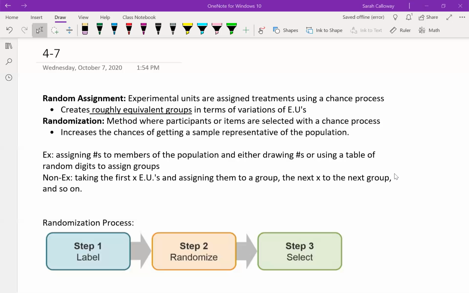So remember that random assignment is when experimental units are assigned treatments using a chance process. The key thing here, and the reason that random assignment is important, is because it creates roughly equivalent groups in terms of variation of those experimental units. So it's taking all the differences that the experimental units have and spreading them across groups by randomizing, or at least that's the hope of random assignment.